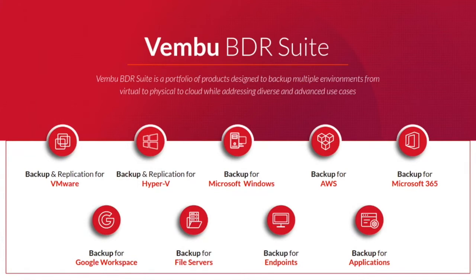Then you can configure the backup for your Microsoft 365. Now you can configure backup for your mailbox, contacts, calendars, files and folders from OneDrive, SharePoint Online, Teams, and Group Mailbox. Everything you can configure from a single backup server user interface. Then we support backup for Google Workspace, and backup for file servers. If you want to back up particular files and folders from a Windows or Linux file server, you can do it. We support backup for endpoints, and we support backup for applications.